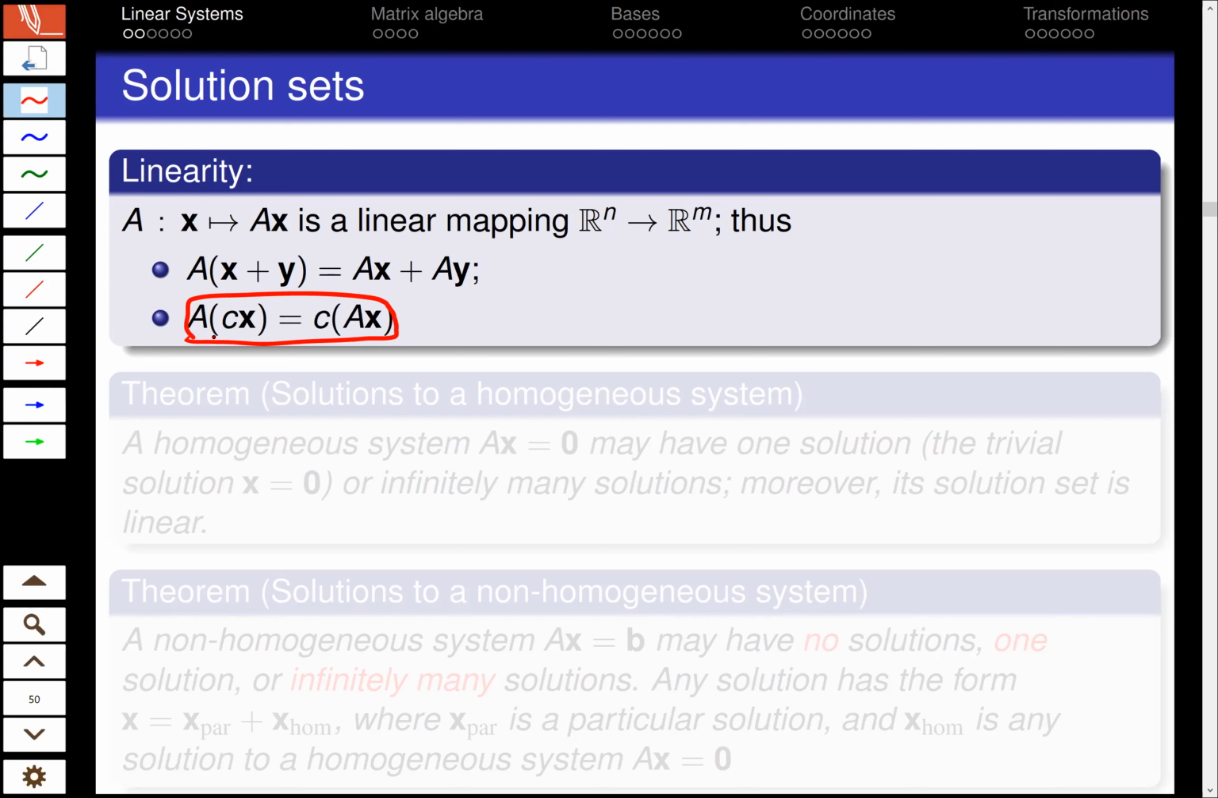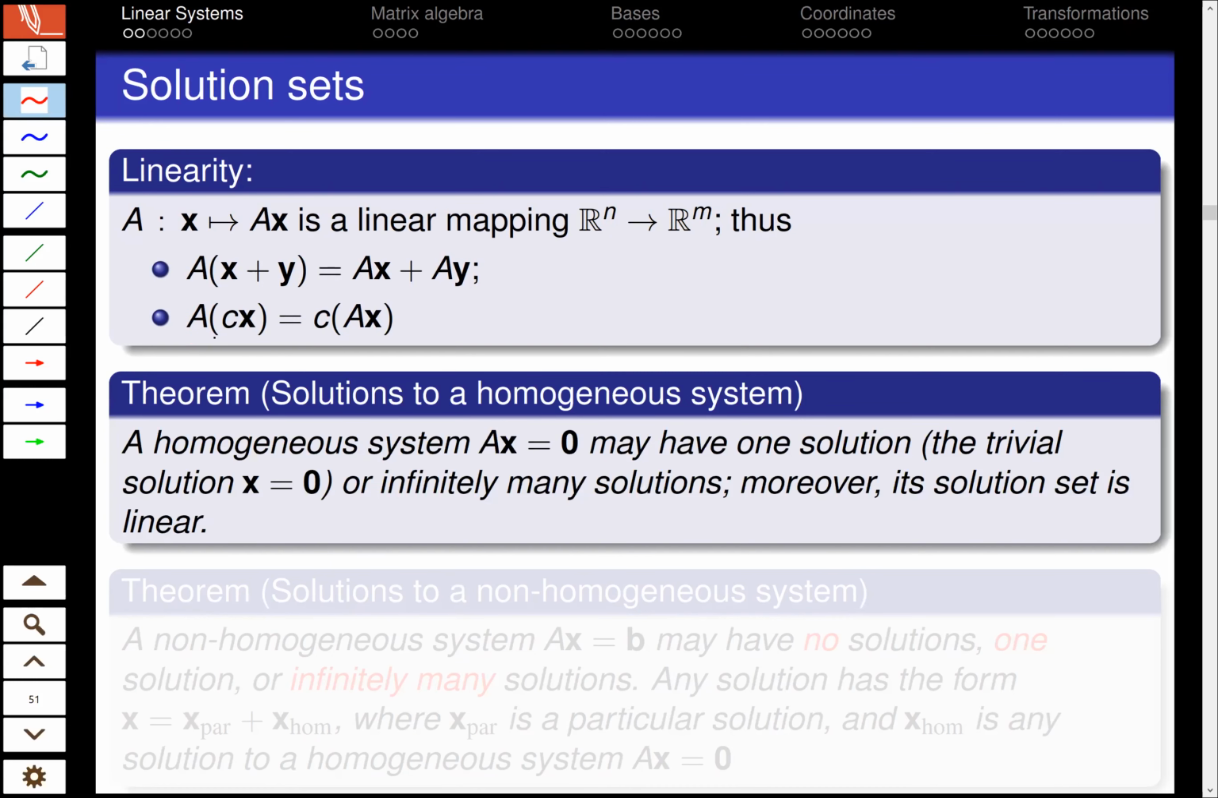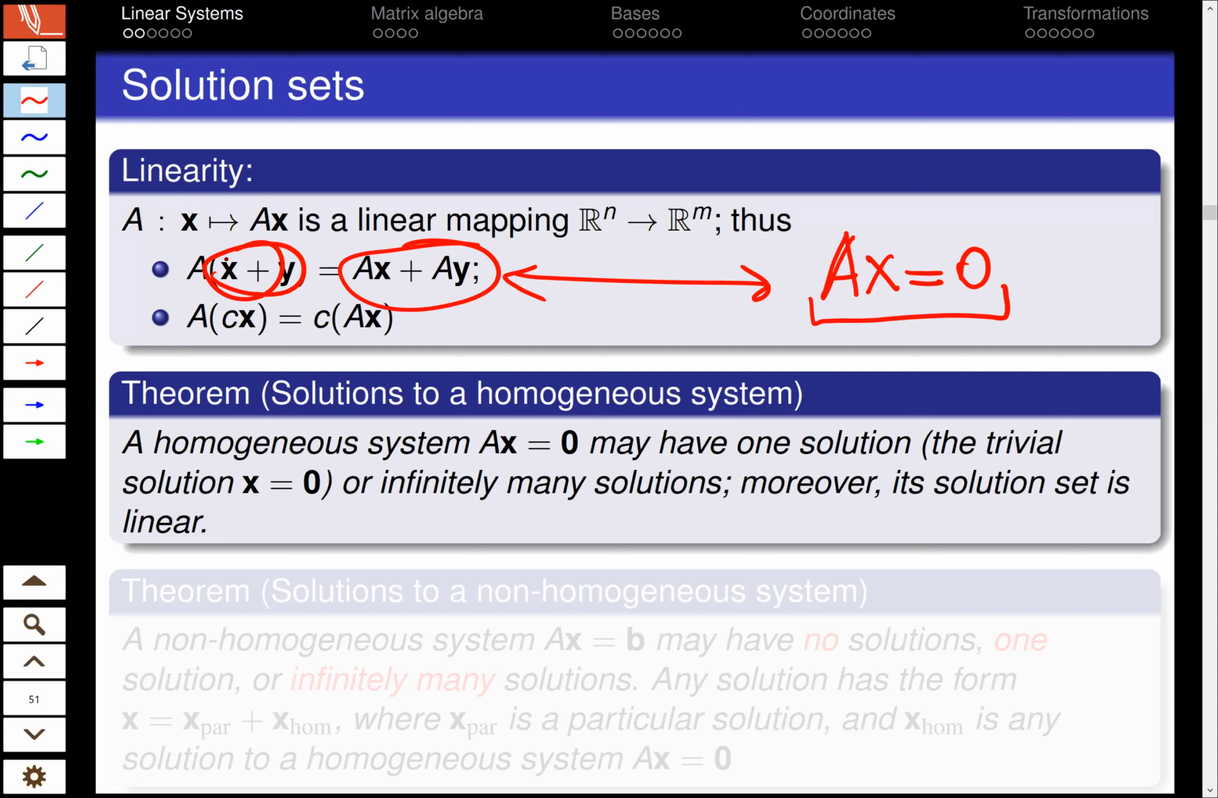The result of this linearity is the following structure of the solutions to a homogeneous system. A homogeneous system is one where we have to find x satisfying Ax equals 0, with zero on the right-hand side. Linearity automatically implies that whenever we have two solutions, the sum is also a solution. If Ax is 0 and Ay is 0, then the right-hand side will be 0, so x plus y is also a solution.